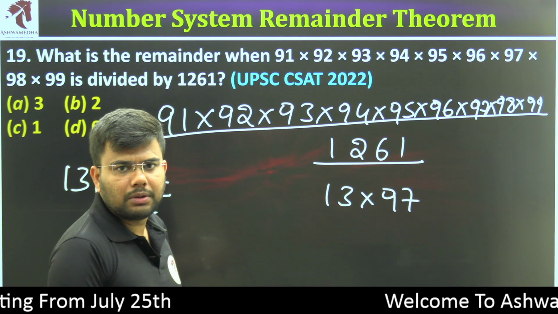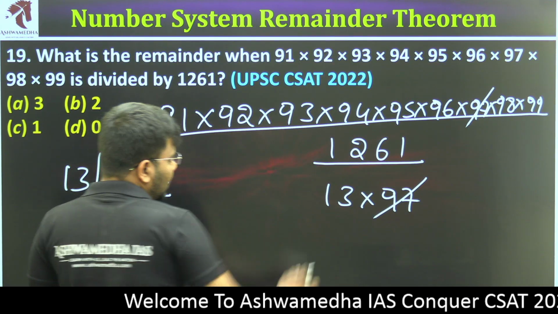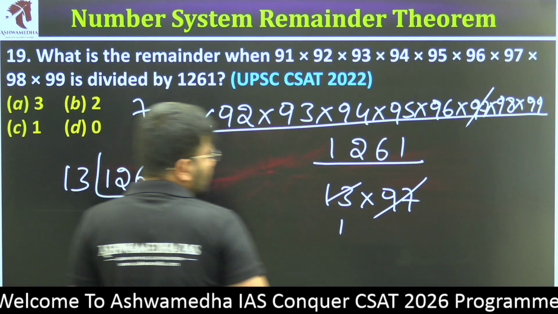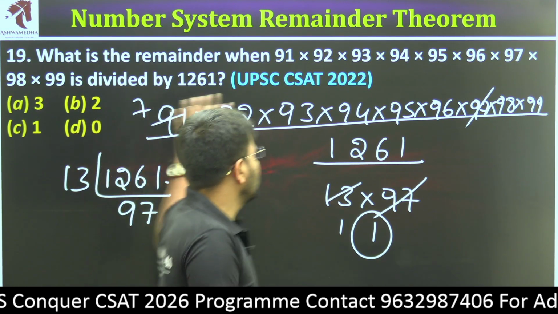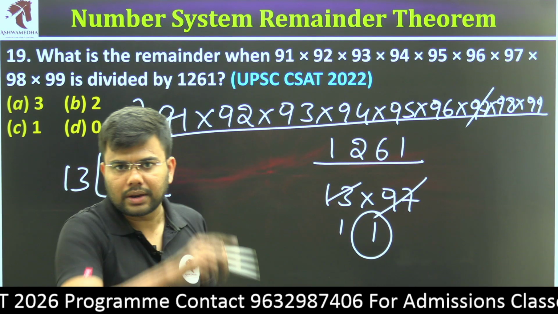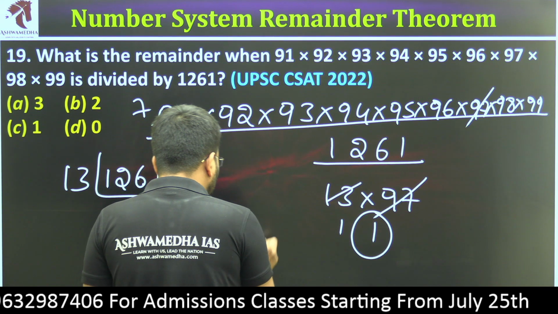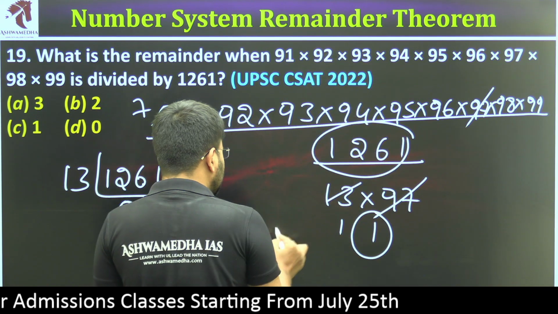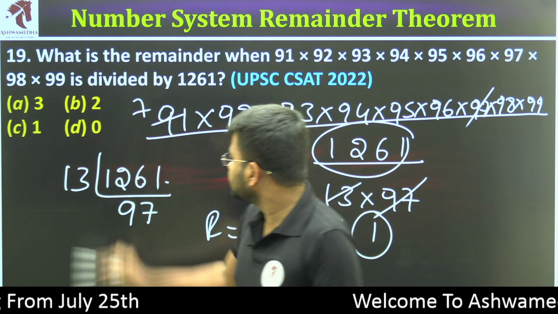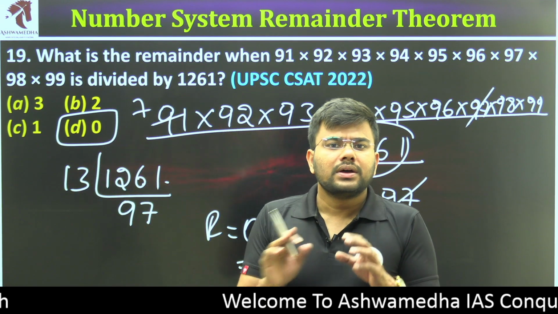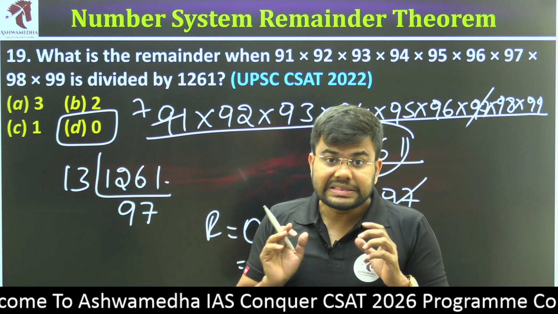Let's see whether it will be cancelled or not. 97 cancels. 13 sevens are 91. Here the cancellation factor is 1261 itself. The entire 1261 will be cancelled by the numerator. What is the denominator now? 1. If you divide any number by 1, what is the remainder? 0. The cancellation factor is 1261 itself. Multiply by 1261, so the remainder is 0. Option D is the correct answer. As it is the question, they have just changed the number from 2022 to 2023.